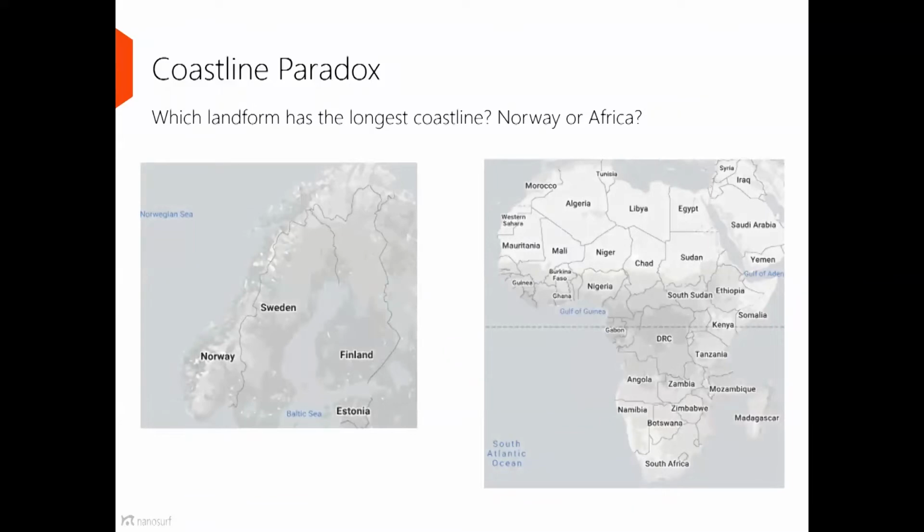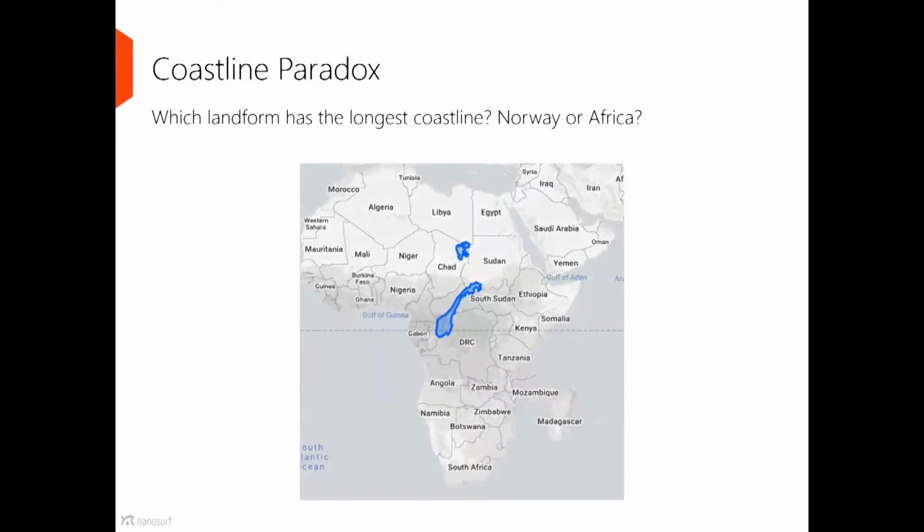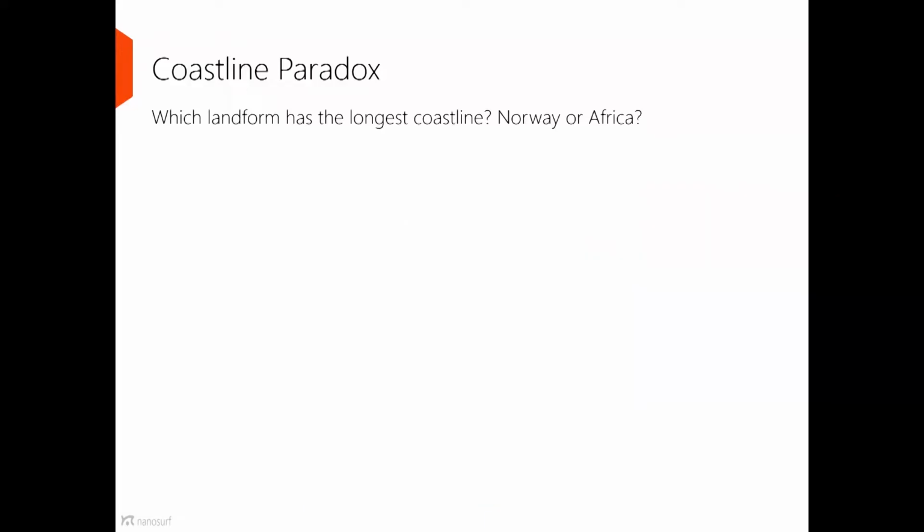So we're going to take a little bit of a turn here as we start talking about resolution and scale. And I want to ask you a question: which landform has the longest coastline, Norway or Africa? You can see in the pictures on your screen, Norway is considerably smaller than Africa. And I think intuitively, if we asked our 5-year-old selves this question, we would probably all answer, well, Africa's bigger, therefore it must have a larger perimeter. But if we start exploring this in detail, how do we measure this? And what is the real answer?